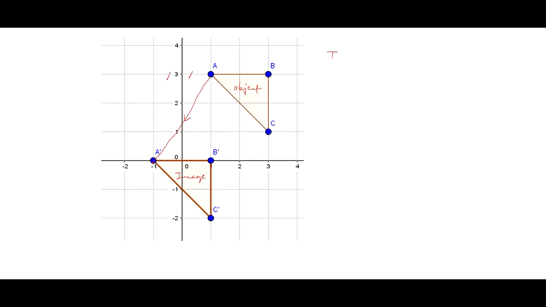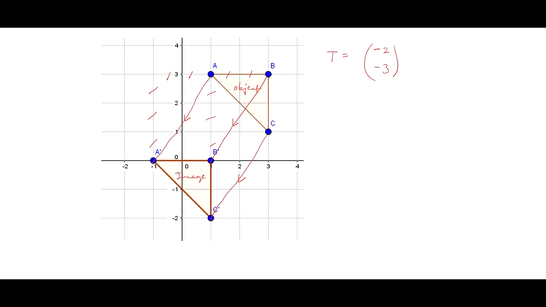So the translation will be -2 because we're moving to the left, and you're moving 1, 2, 3 downwards. Alright? So if you're moving downwards, then that is negative. So the translation is given by -2, -3. Look at what is happening to B and C. In the case of B, we are doing 1, 2 to the left, so it's -2, and 1, 2, 3 down, so it's -3. So every point of the object undergoes the same translation.